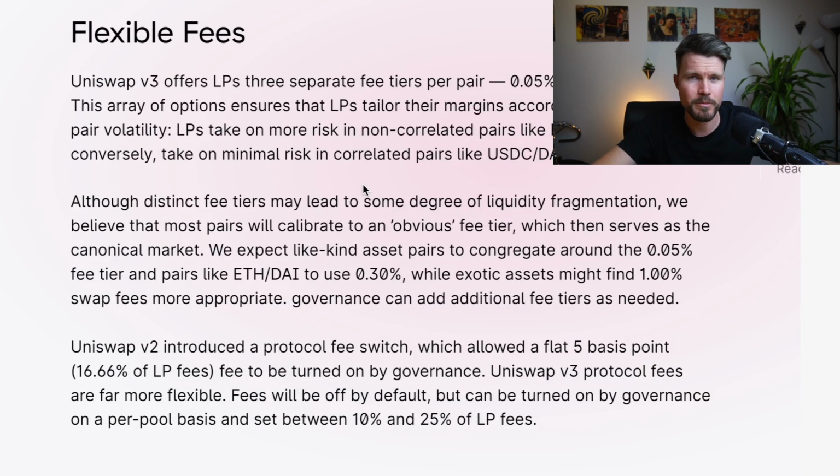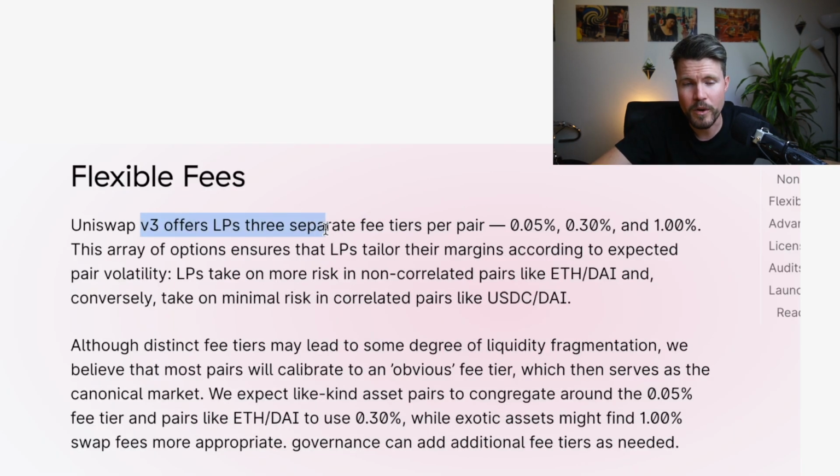Last but not least, there's going to be flexible fees. And I think this is a really important update for liquidity providers that want to manage their risk. So version 3 will offer liquidity providers 3 different types of fee tiers. You've got 0.05%, 0.3%, and 1%. And this is so that the liquidity providers can actually earn more by taking more risk, or earn a little bit less but having a lot more safer liquidity pools.